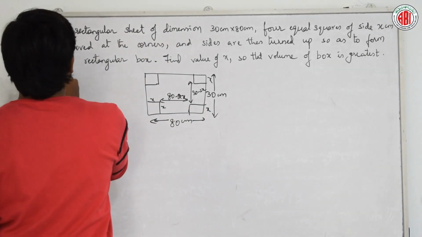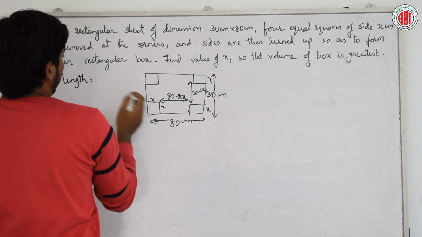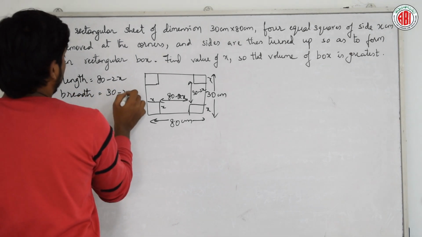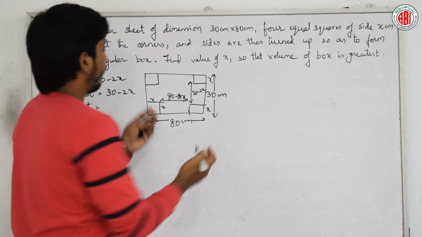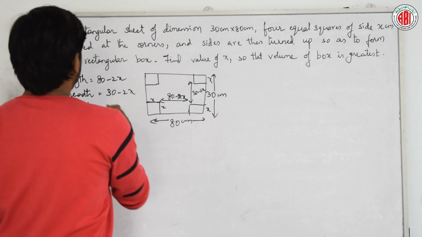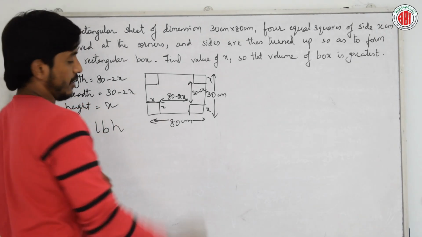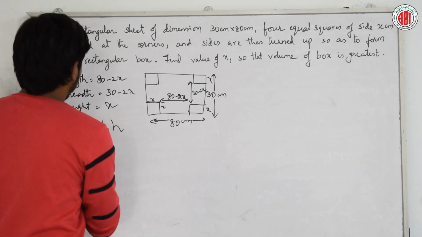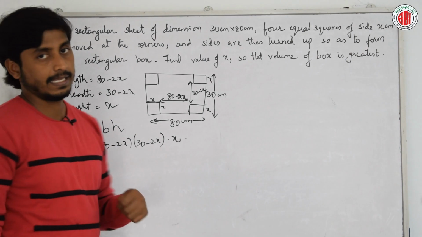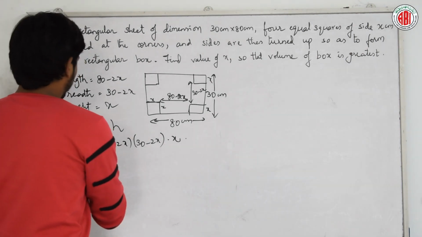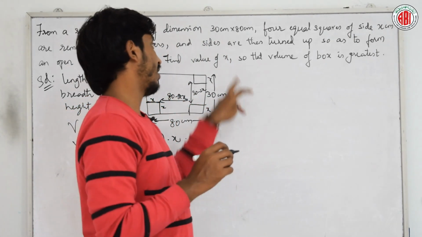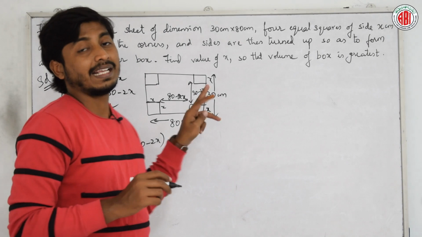Now just write what are given. Now the length is equal to 80 minus 2x, breadth is equal to 30 minus 2x. Now just tell me what is height. Height will be whatever the paper which we have turned up, that is nothing but this part. What is this? X will be the height, isn't it? Fine. Now tell me what is volume? LBH. Yes or no? Fine, very good. That is 80 minus 2x into 30 minus 2x into x. That will be my volume. Yes, then he is asking us to find the value of x so that volume of box is greatest. Greatest is, we have to find the value of x such that this v is a maximum function.